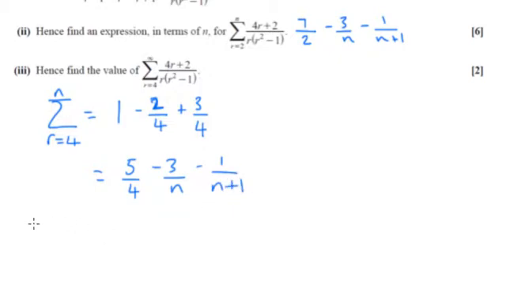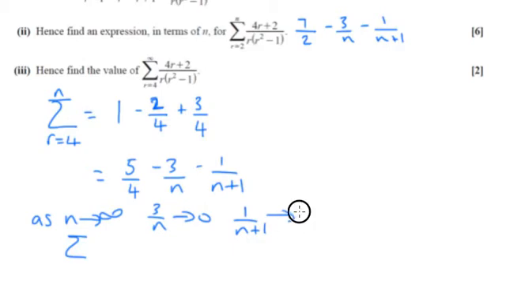But as n tends to infinity, what's going to happen to this? The 3 over n is going to tend to 0 because n's getting really, really big, so 3 over n is going to be really, really small, as is the 1 over n plus 1. So the sum from r equals 4 to infinity is going to be 5 over 4 plus nothing, so just 5 over 4.